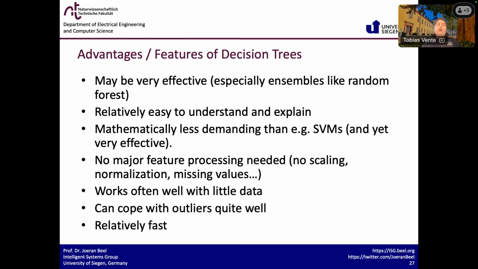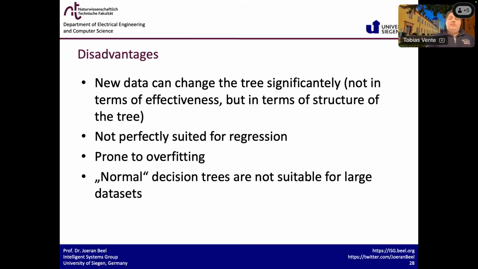So they can cope with outliers quite well, and they're pretty fast. The computer doesn't need long to answer the rules for a decision tree. Disadvantages are that new data points can change the tree significantly. So we had this example with this red circle where we had to adapt the rules in the multi-label classification. So when you do that, you have to reshape the whole tree.